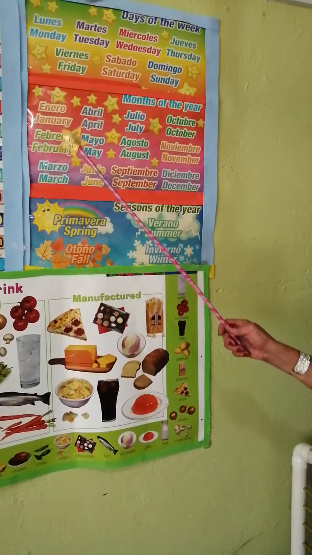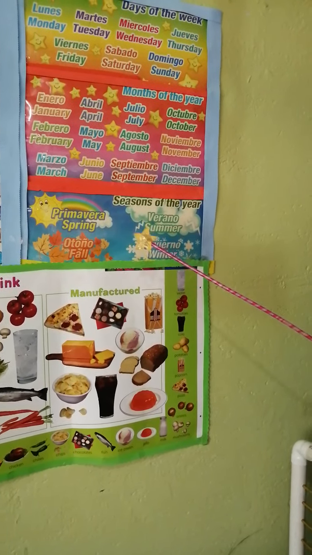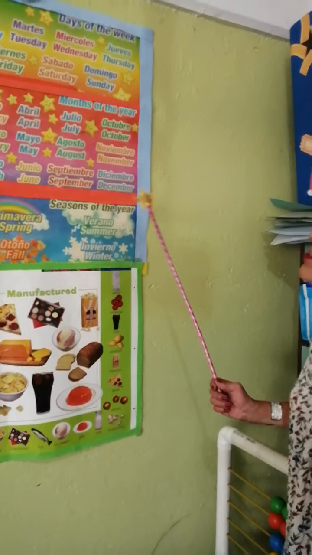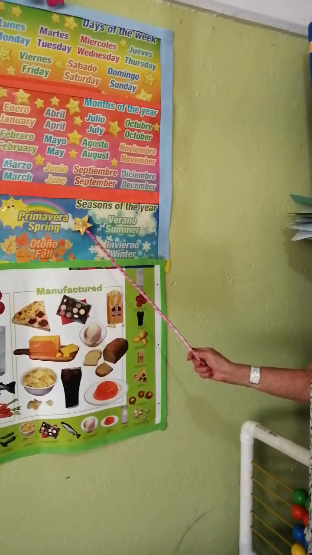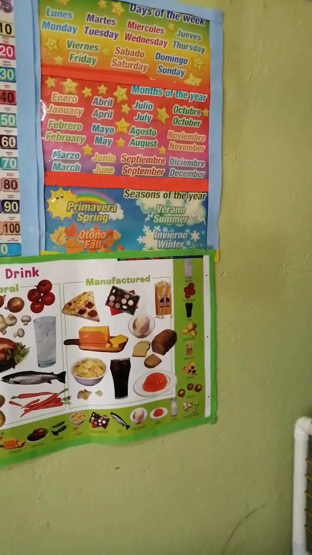And the weather? Sunny, cloudy, windy, snowy, and raining, you know. How is the weather today? Yes, today is a sunny day. Okay, let's go to the board and we are going to write the date.